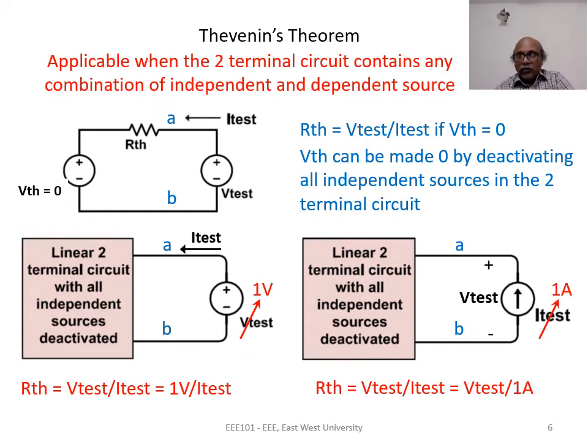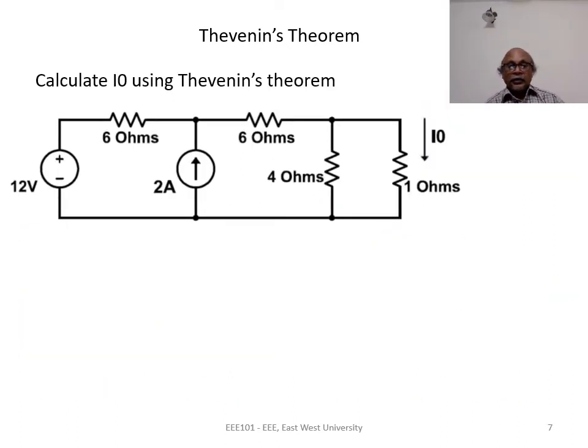Now that we know how to find VTH and RTH, in other words, how to find Thevenin's equivalent circuit, we can apply Thevenin's theorem to solve electrical circuit problems. Let's look at one example. In this circuit, we want to calculate I naught through the 1 ohm resistance using Thevenin's theorem.